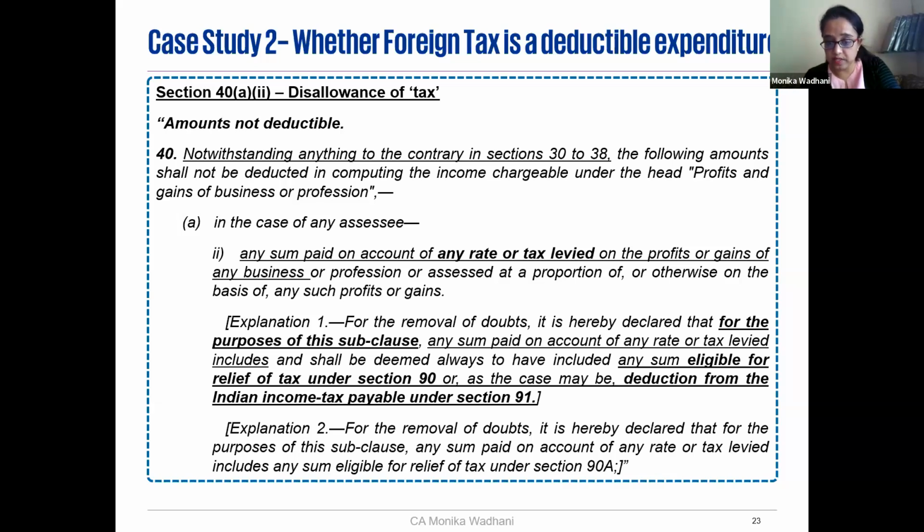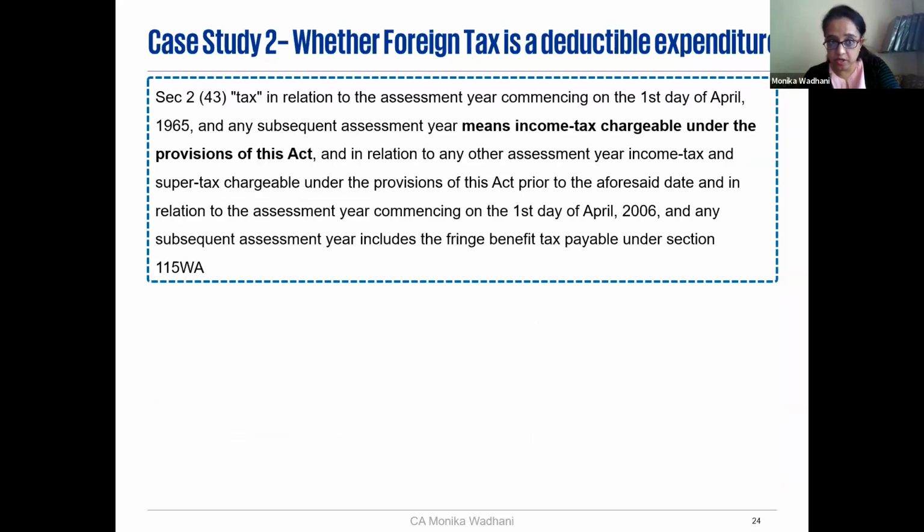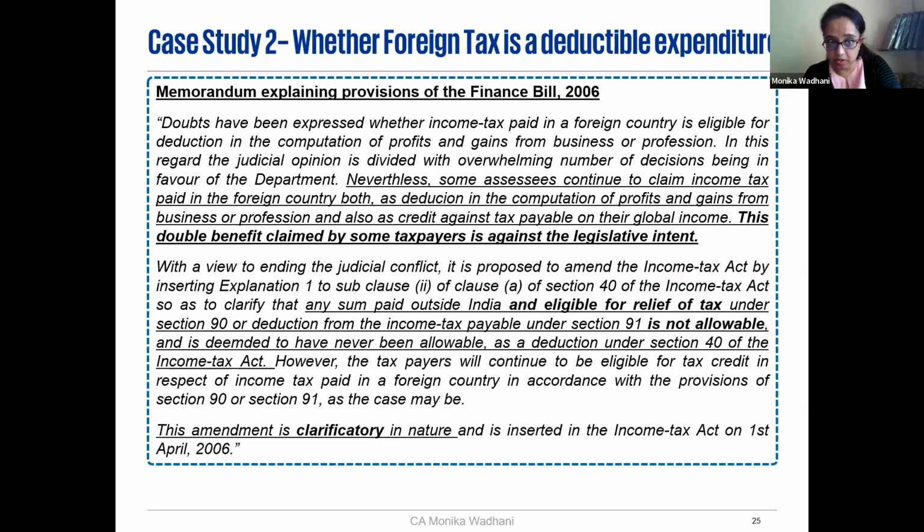This is the controversy which we need to understand. And if we see the memorandum at the time of introduction of this explanation under Finance Bill 2006, it reads as, there was a double benefit which was claimed by some taxpayers. So taxpayers used to claim relief under section 91 for foreign taxes, and at the same time they used to claim deduction under section 37. And therefore, in order to do away with the double deduction, the explanation to 40A(2) has been brought in.